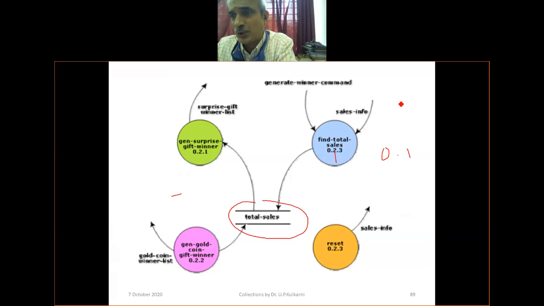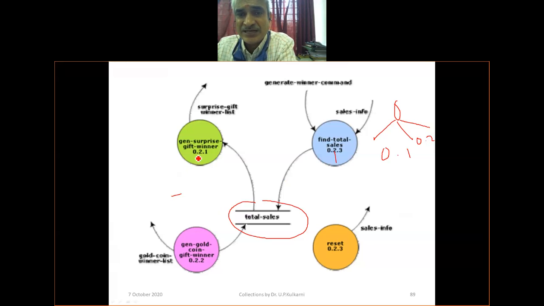Okay, 0 to 1 is broken into 0.1, 0.2, 0.3, etc. Now 0.1, I have not taken. So I have taken 0.2 here. It is broken further into this particular level. 0.2, I'm sorry, 0.2 is broken into 0.2.1.